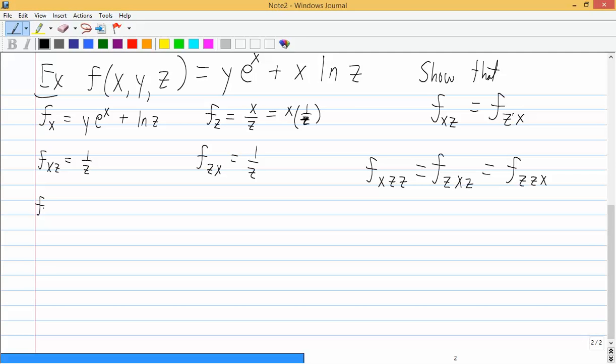All right, so let's first do f sub x z. The derivative of 1 over z, that's z to the negative 1. So it's negative z to the negative 2, or negative 1 over z squared. Now this one here, same thing.